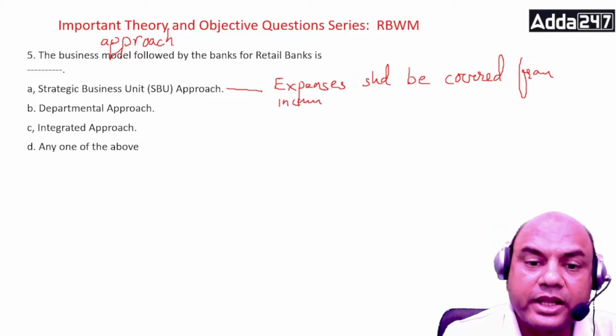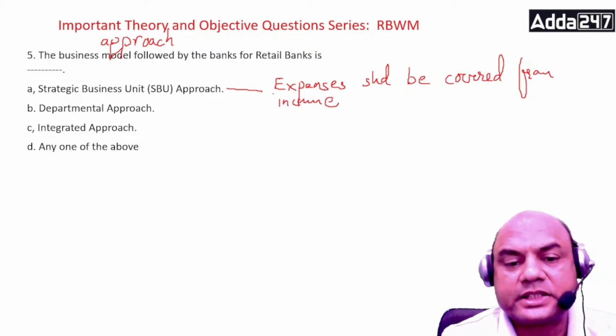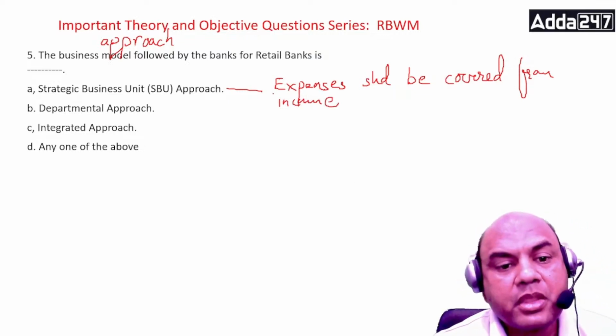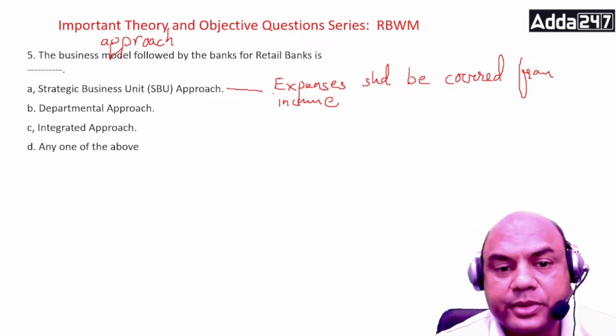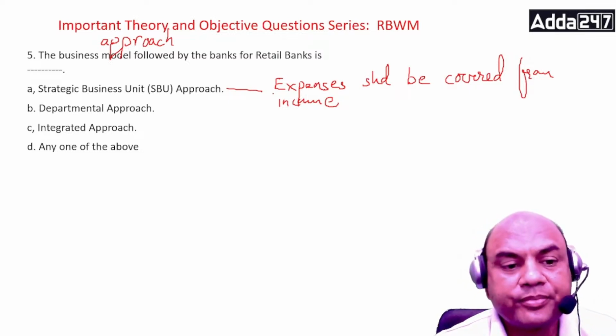It means my income should cover my expenses. That's the basic thing. Nobody else will come to help me. Each unit is a separate unit. They have to cover their own expenses from their own incomes.